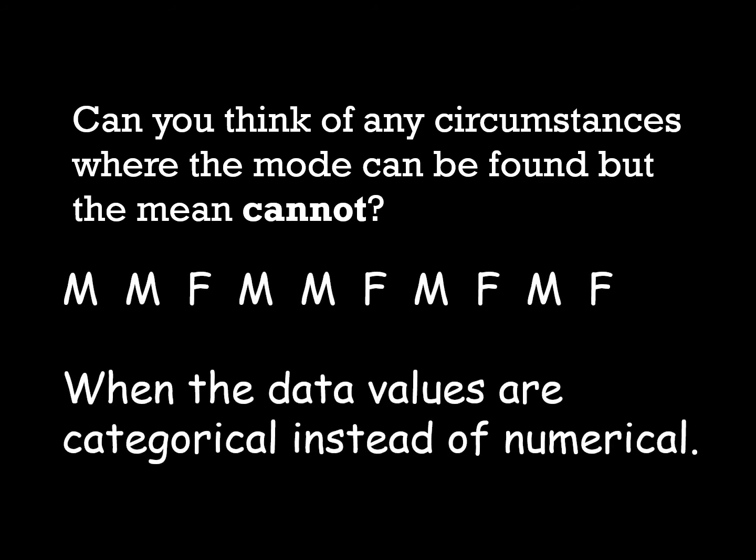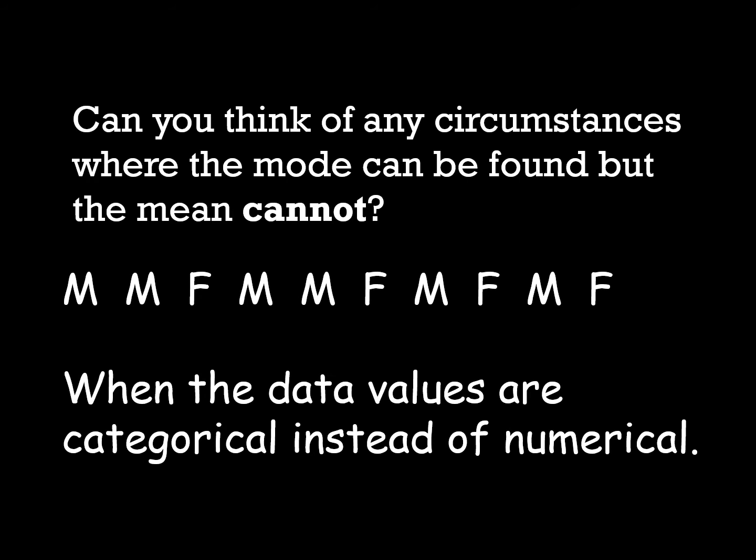Okay, here is the answer. When the data values are not numerical but are categorical, we can't find the mean because we can't add up all the values and then divide by a number, because those values aren't numbers to begin with. In this case, it looks like we've got M's and F's, so those probably stand for males and females. There's no numerical value, so we can't add them all up.